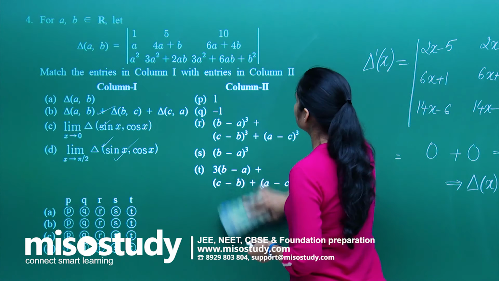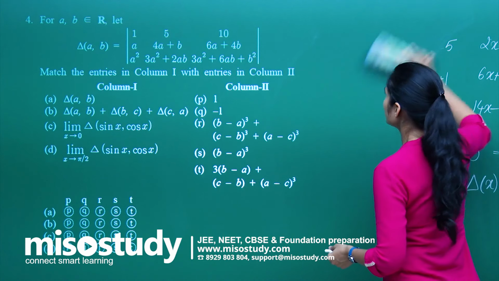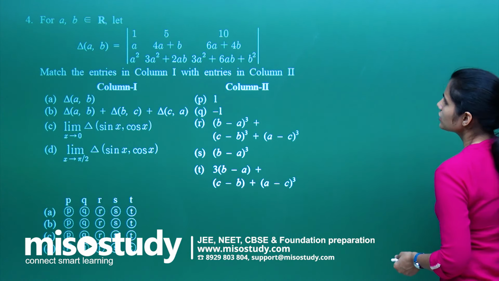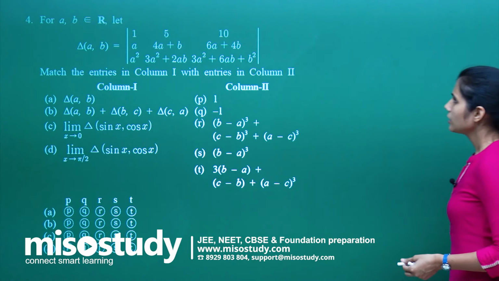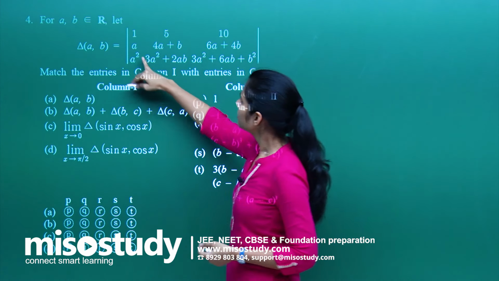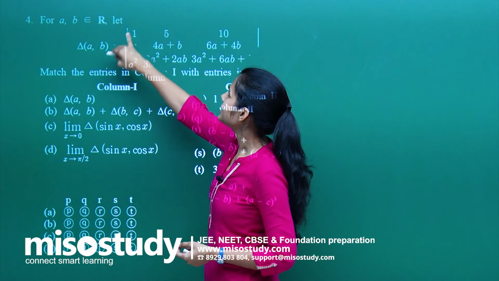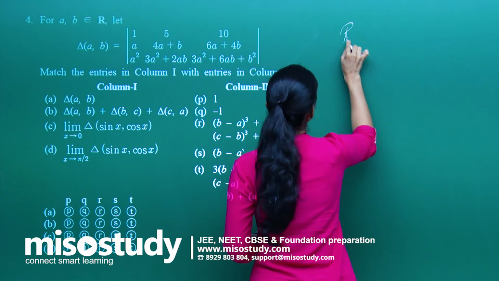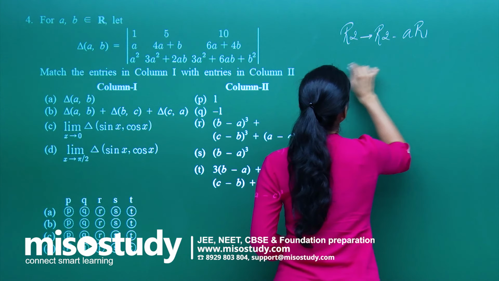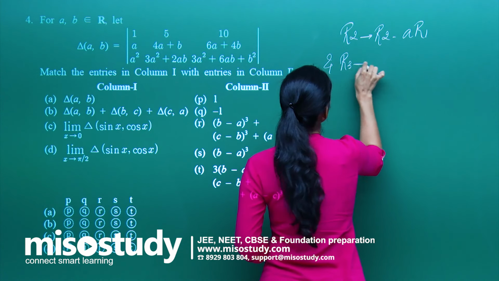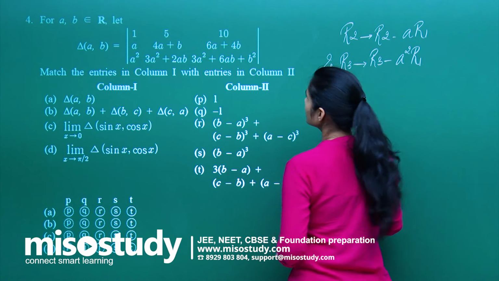Fourth question says delta AB is given to you like this. Match the entries in column 1 with entries in column 2. Let's do that. Over here you can see I can perform this row operation: row 2 goes to row 2 minus a times row 1. And I can also perform row 3 goes to row 3 minus a square times row 1.